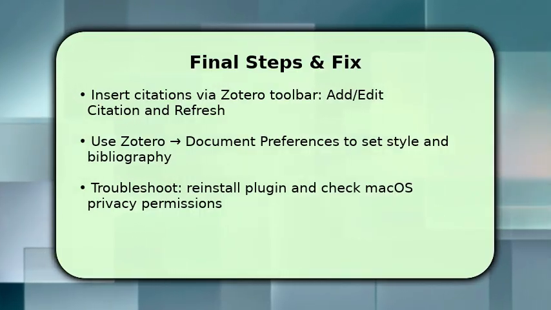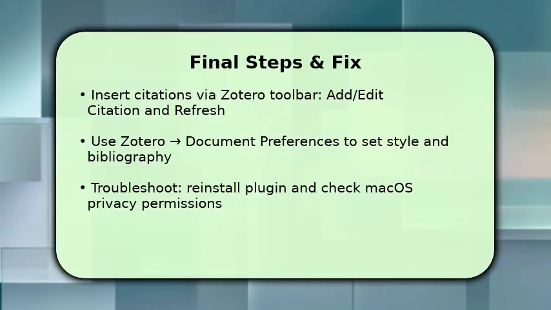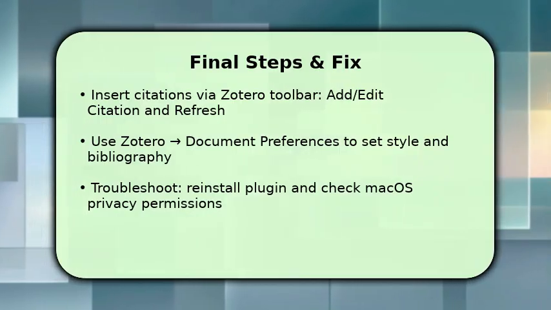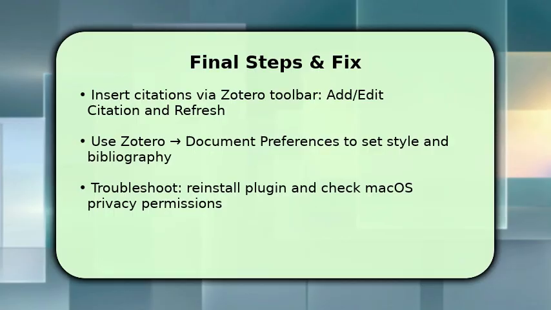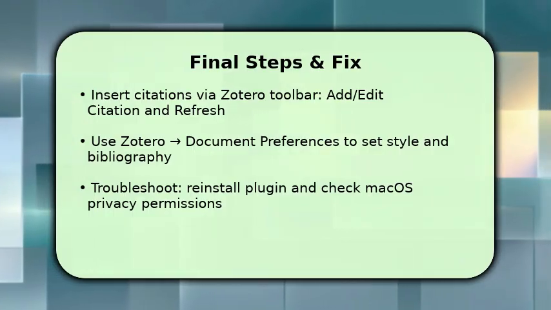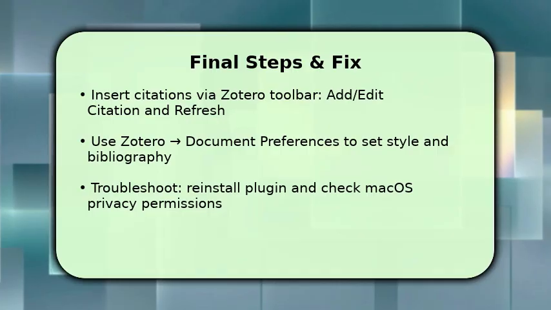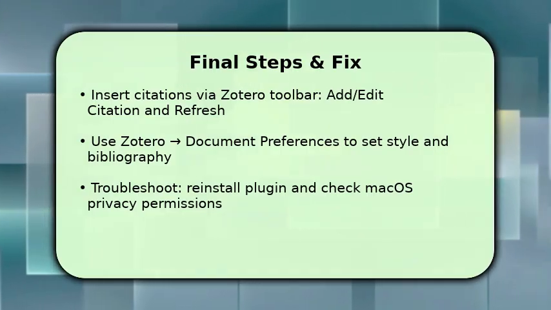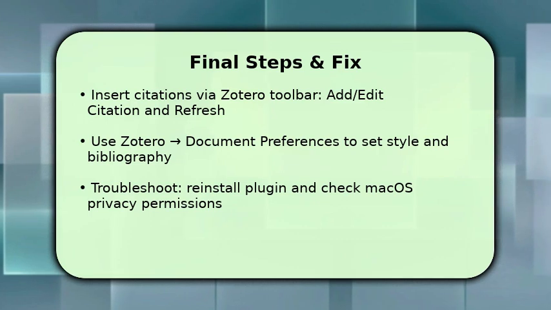If citations fail or the toolbar disappears, reinstall the Word plugin from Zotero and verify Mac OS privacy and accessibility settings allow Zotero and Word to interact. Finally, keep Zotero updated. Once done, syncing and refreshing resolve most.